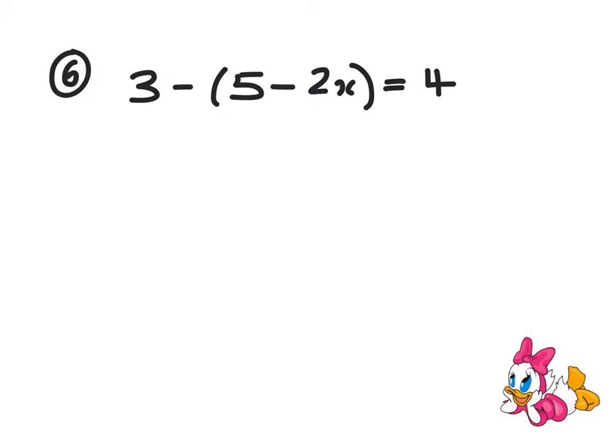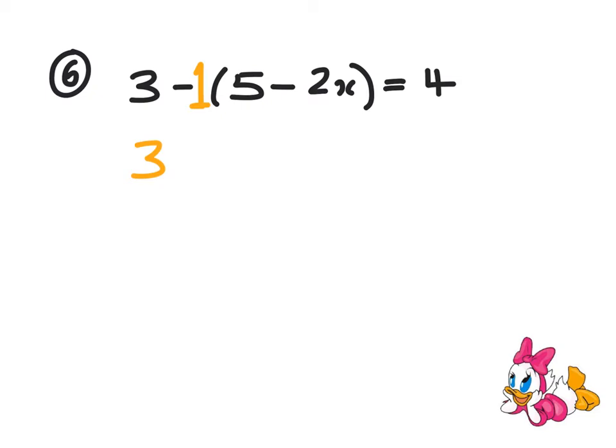The number that's actually in the front, you've got to imagine as a 1. So it's 3 and then negative 1 times 5, and then negative 1 times negative 2x equals 4. And then you just solve your equation as normal. X is on one side, numbers on the other.